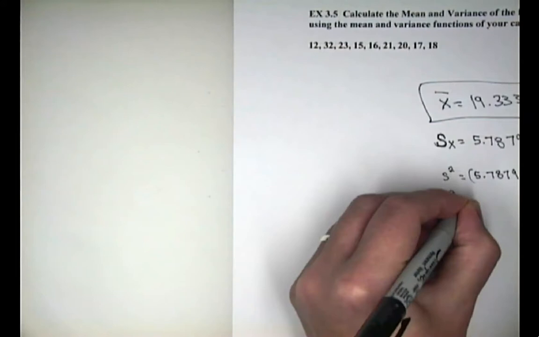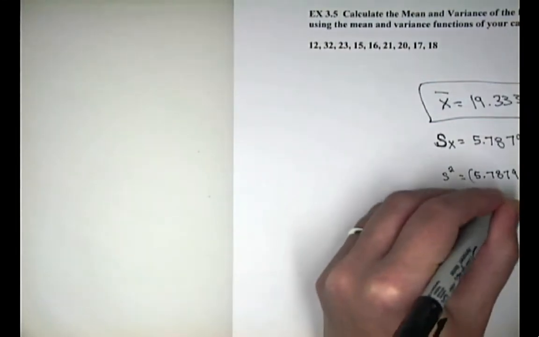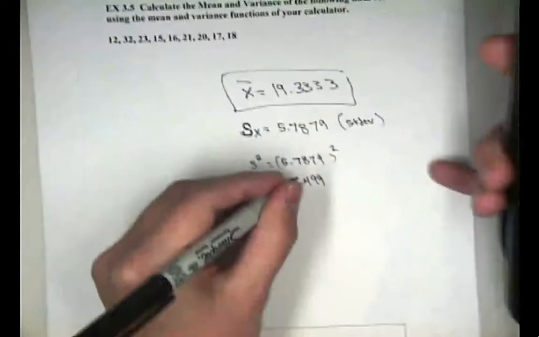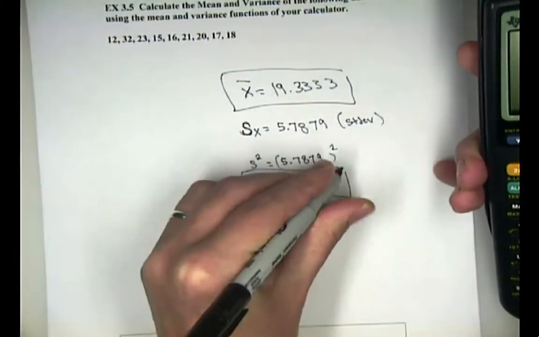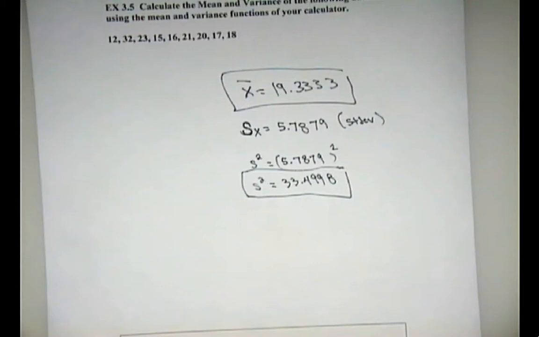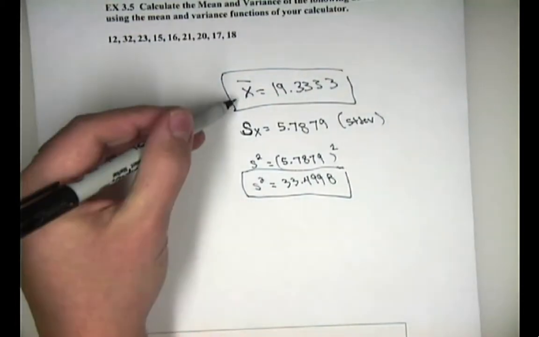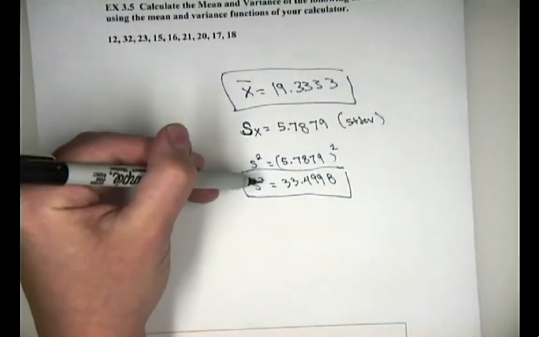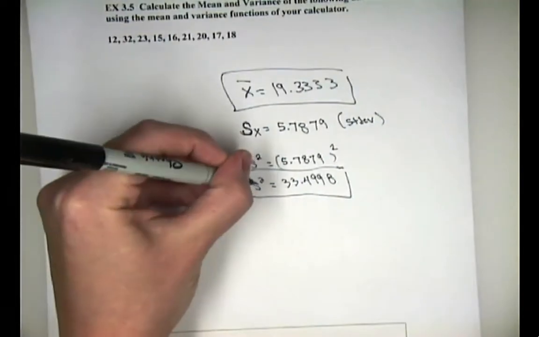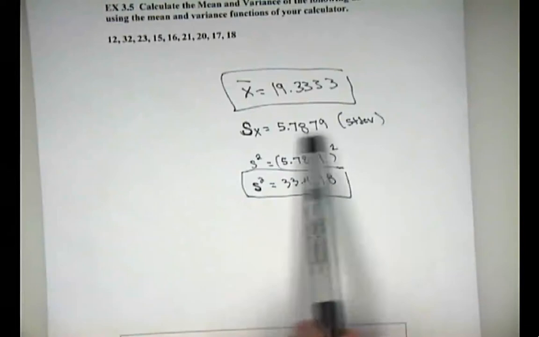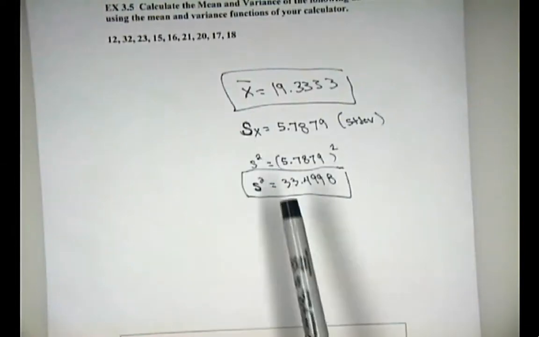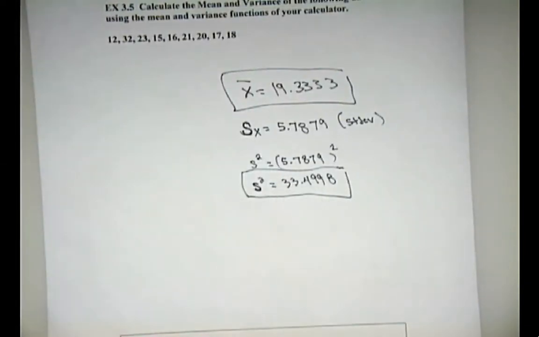So let's write that down. S squared equals 33.4998, sorry about that. And that is the variance. So when I ask you on the exam for the mean and the variance, give me x bar, give me s squared. Do not just write down Sx, okay? Because you will get it wrong when I ask for the variance. This is the standard deviation, students, not the variance. You've got to square it to find the variance, okay?